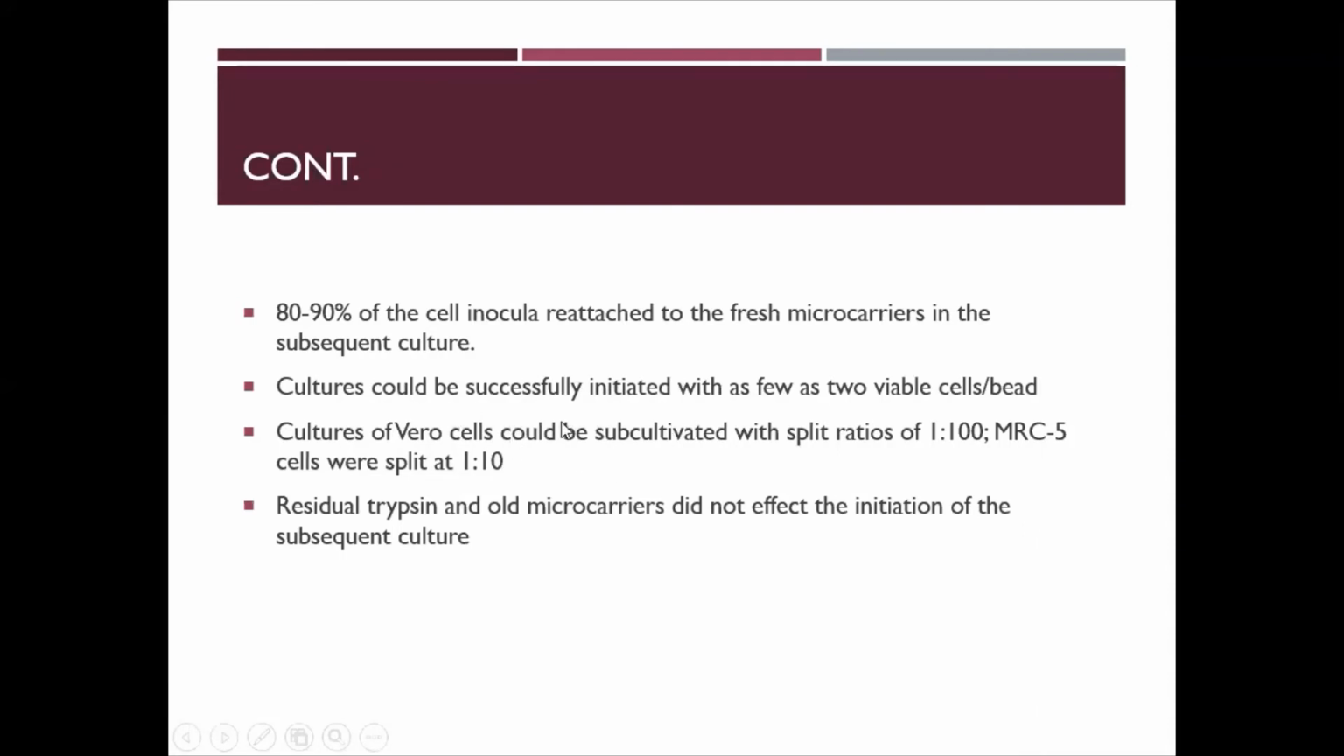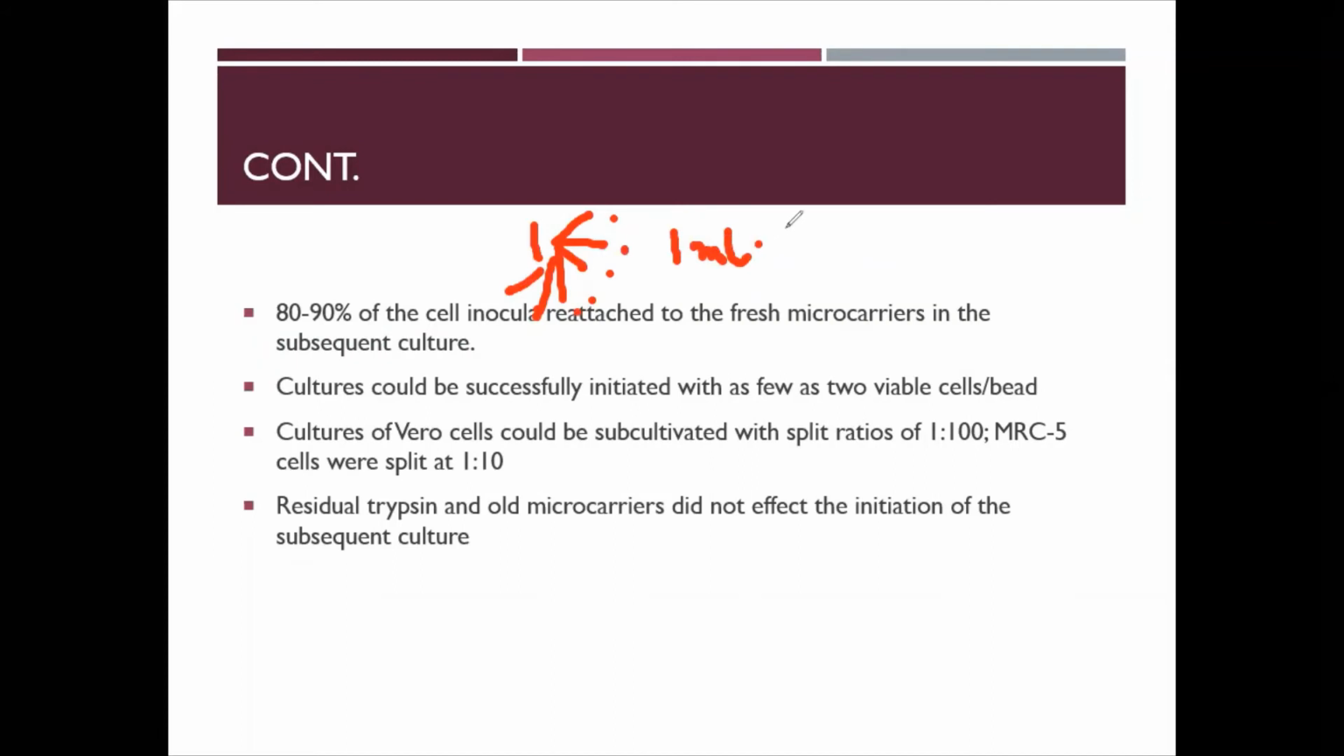Now, cultures could be successfully initiated with as few as two viable cells per bead. So it means that on a bead, first around 1 or 2 cells will come and eventually cover the entire bead. So they can be split into 1:10. In the case of MRC, it is split into 1:10. What does it mean? What is the splitting ratio? It means that from one test tube, it can be split into 10. If I'm taking 1 ml, I can split into 10, so I will have 10 vials then. That is the meaning.